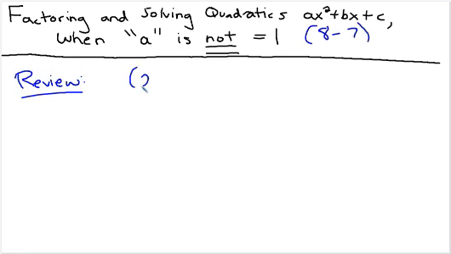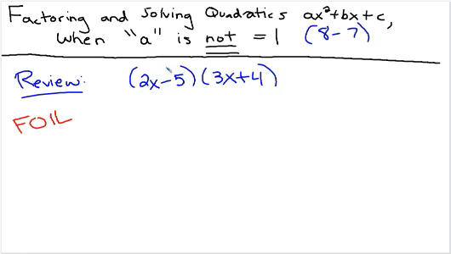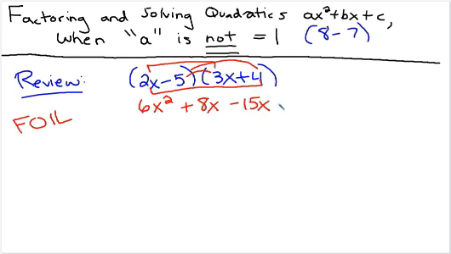Let's say that I had 2x minus 5 times 3x plus 4. Let's multiply these two using FOIL, as I've showed you. FOIL, we're following an acronym: first, outside, inside, last. So we multiply 3x times 2x, and I get 6x squared. I multiply positive 2x times positive 4 and get positive 8x. I multiply the inside terms, get negative 15x, and I multiply the last terms and get negative 20. I combine my two middle terms, and I get 6x squared minus 7x minus 20.